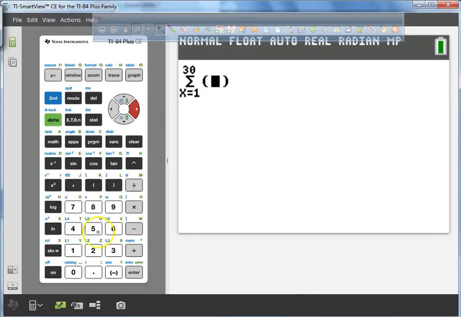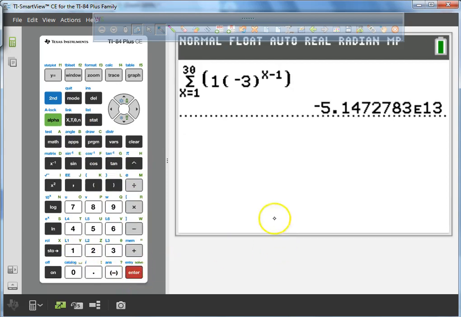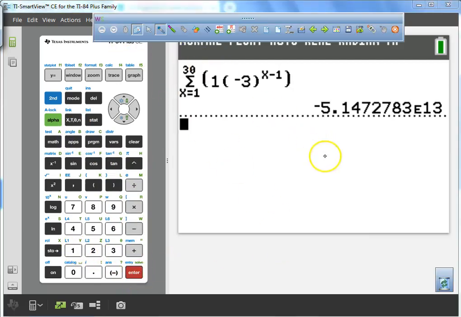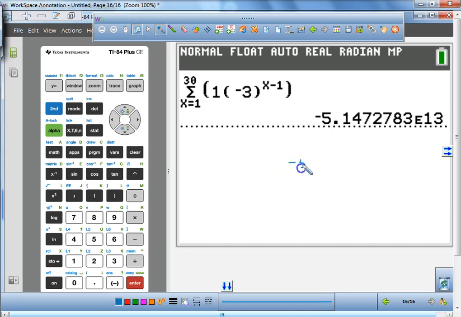Over here, our first term was the number 1. Our common ratio was -3. And we raised that to the power of x minus 1. That's how you use the summation notation. You've got to know how to use it correctly, otherwise you will get incorrect answers.